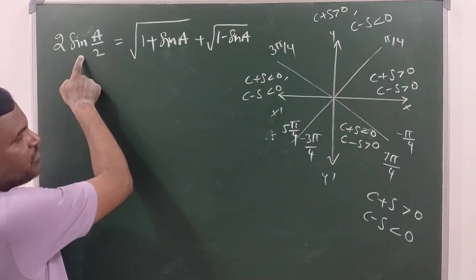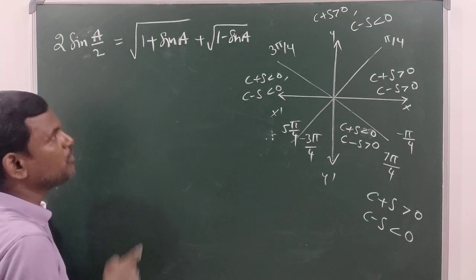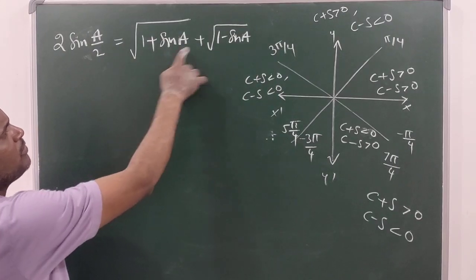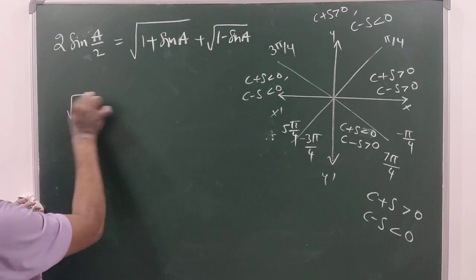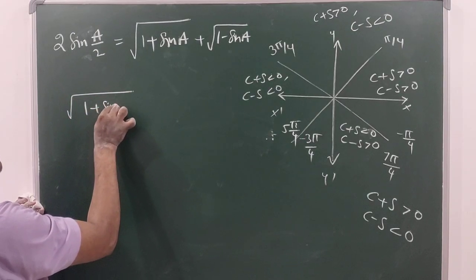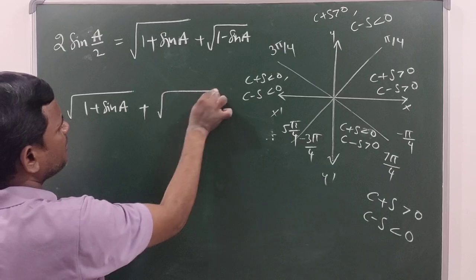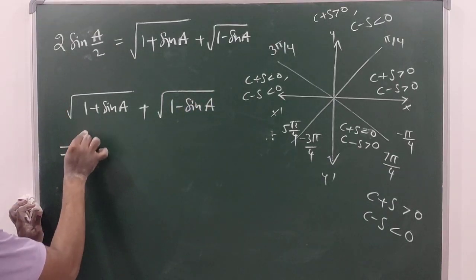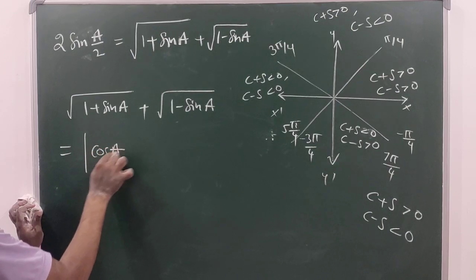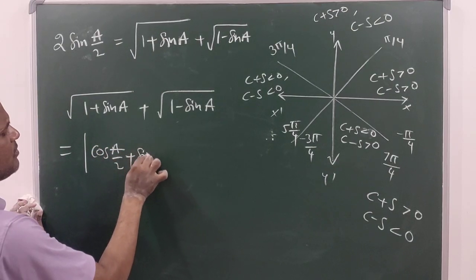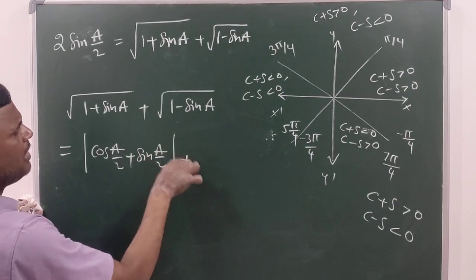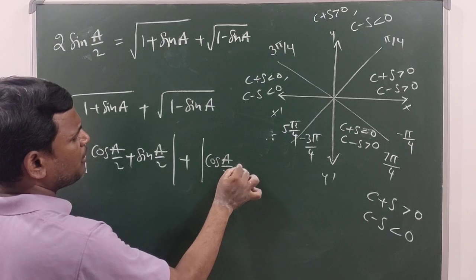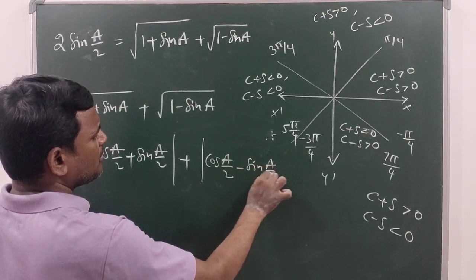In the previous one you got 2 cos a by 2, but here what is given is 2 sin a by 2. When do you get this 2 sin a by 2? Take the RHS: square root of 1 plus sin a and square root of 1 minus sin a. How do you write this? It is mod of cos a by 2 plus sin a by 2, and here mod of cos a by 2 minus sin a by 2.